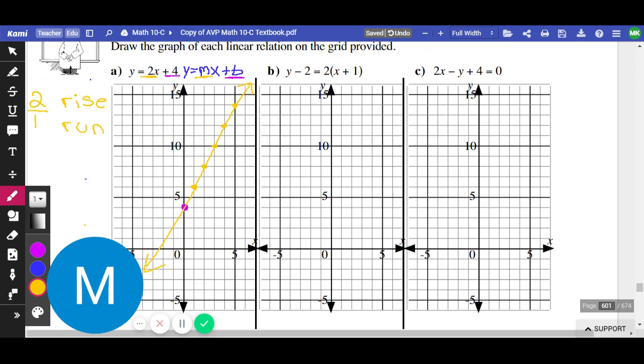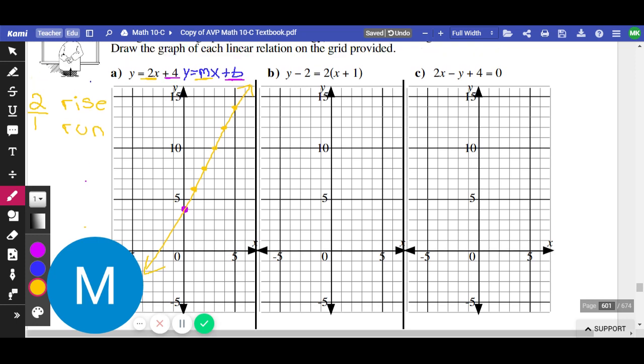Number 2, not quite as easy because that is not slope-intercept form. If we look at that and try to figure out what form it is, it's actually in slope-point form. So we have y minus y1 equals m times x minus x1.